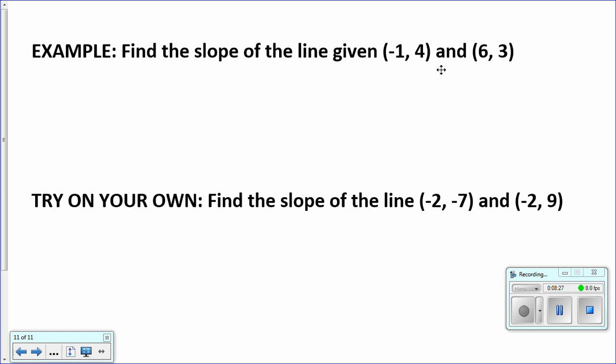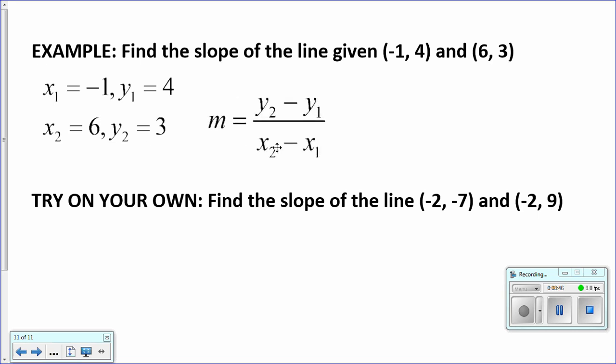Okay? So I'm going to go ahead and assign which one's point 1 and which one's point 2. So this is point 1, so x1 is negative 1, y1 is 4. Point 2 is this guy. So x2 is 6 and y2 is 3. Now that I know that, I can go ahead and plug it into this formula. I'm literally just, instead of writing y2 and y1 and x and all that stuff, I'm writing in the numbers now. Be careful and use your parentheses. Okay? So I go ahead and plug it in.